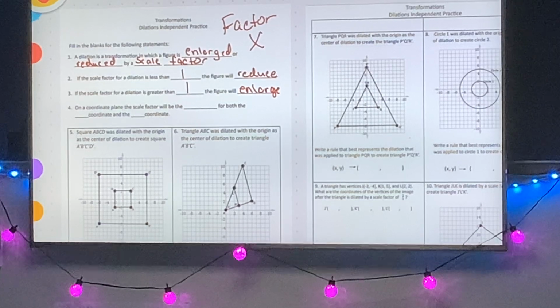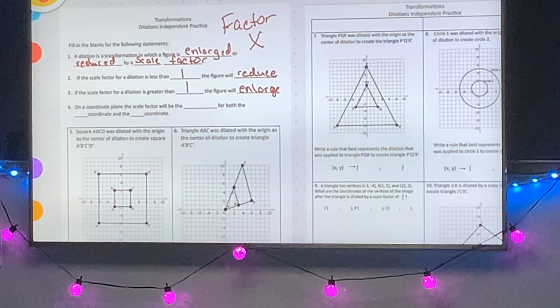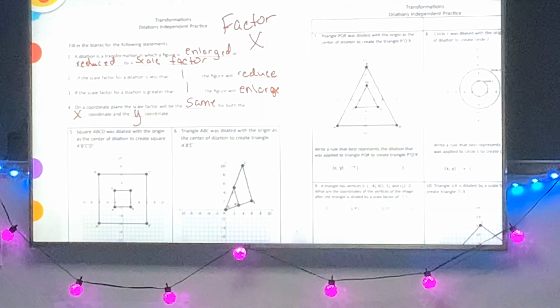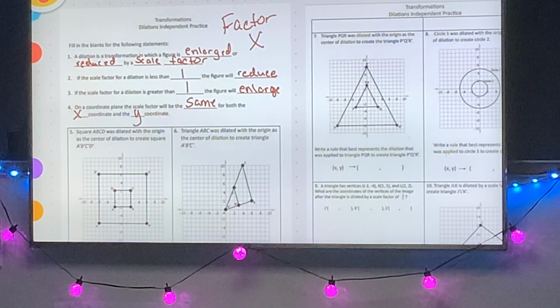On a coordinate plane, the scale factor will be the same for both the x-coordinate and the y-coordinate. So like we had, if we have a scale factor of 2, you would write 2x, 2y. You can't write 2x and then 5y. It has to be the same number, so whatever you get, you put in front of the x and in front of the y. Because if you put 2 different numbers, it's going to change the shape. These do not change the shape, they just get bigger or smaller.